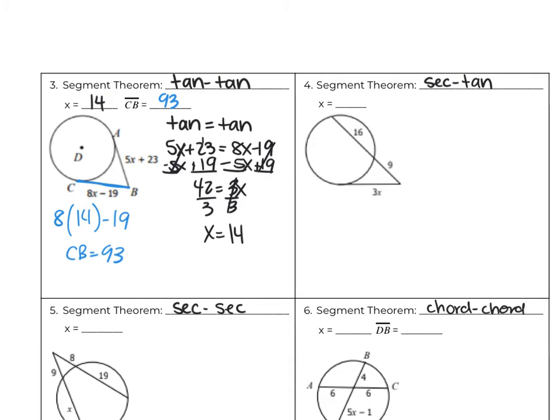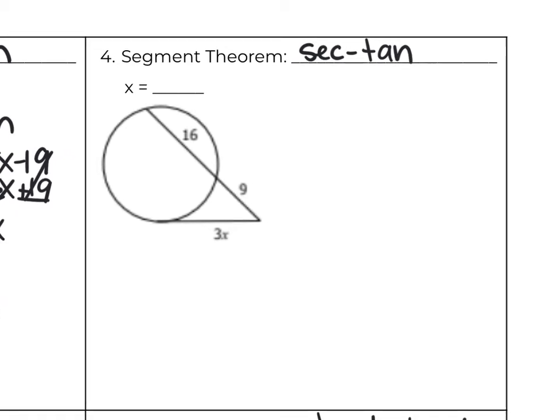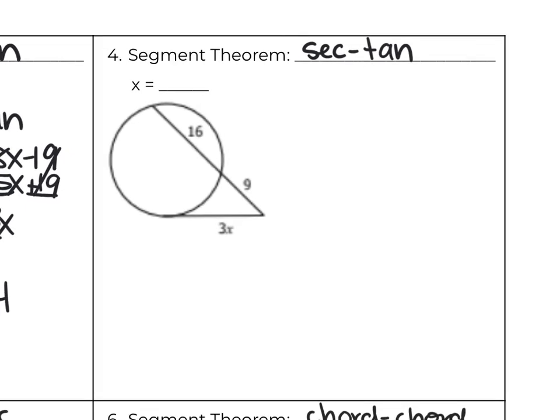All right, so 4 is a secant tangent. So this one's a little bit tougher. What is the formula? Remember, I want the secant one on the left, tangent on the right. So what's the formula? McKenna, what's the formula? Outside. Mm-hmm. Outside squares. Good.